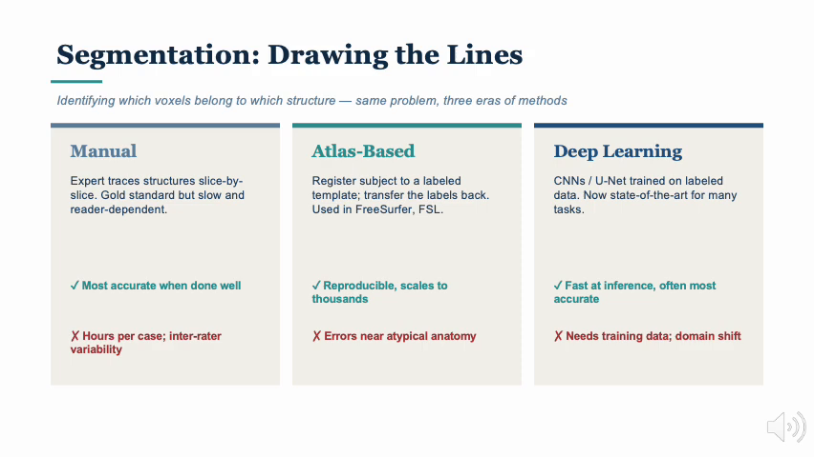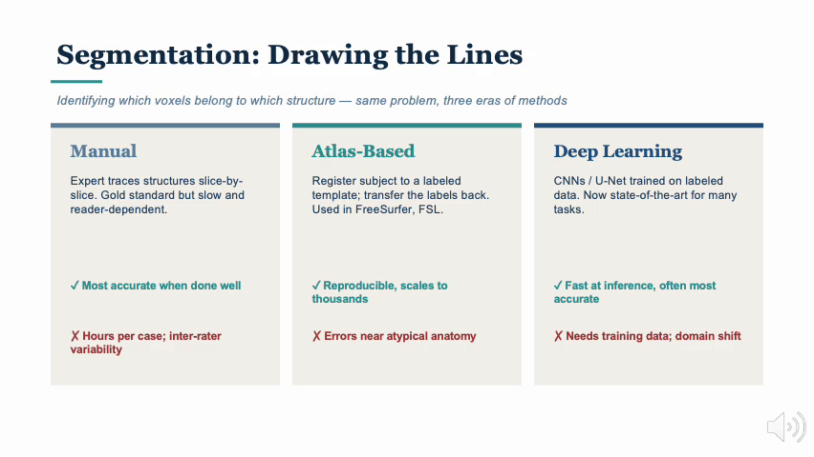Segmentation is about deciding which voxels belong to which structure. And there are three areas of methods: manual segmentation, atlas-based segmentation, and deep learning methods. Manual segmentation, where an expert traces structures slice by slice, is the gold standard, but slow and reader dependent, and most accurate when done well, but it takes hours and carries inter-rater variability.